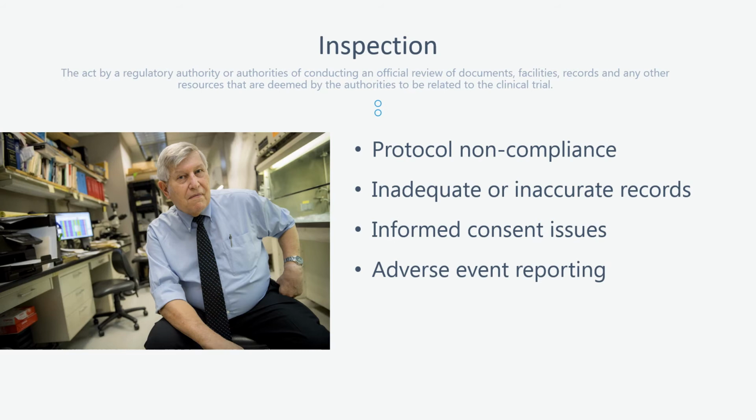The inspection starts with an opening meeting where the lead inspector usually outlines the scope and purpose of the inspection, confirms the inspection plan, and introduces the inspectors. Upon completion of the inspection process, if inspectors find issues related to the clinical trial process, certain measures should be taken. Here are a few examples: protocol noncompliance, inadequate or inaccurate records, informed consent issues, and adverse event reporting.